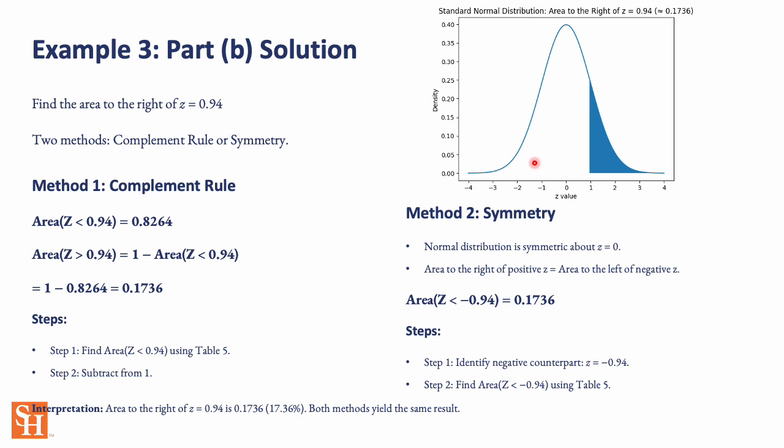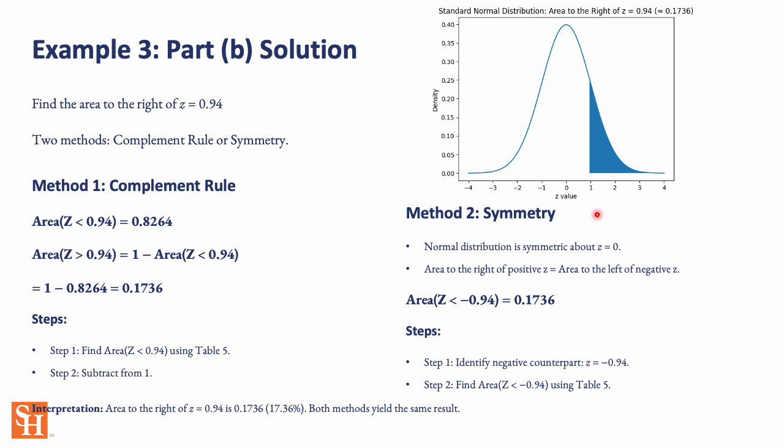Which is this value, and that is basically the same as this area, right? The area to the left side of negative 0.94 is the same as the area to the right side of 0.94, right? And here you can see this area is the same. If you look into the Z table, you will see these values are the same. So by using these two methods, we can get the value to the right side of a Z score, right?